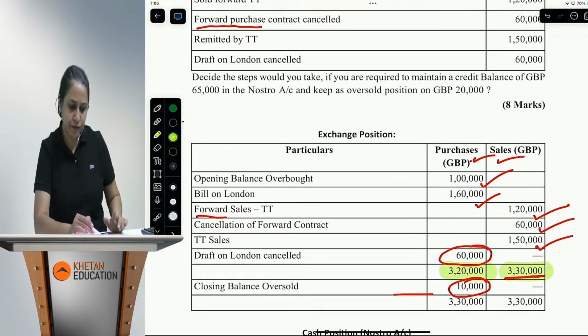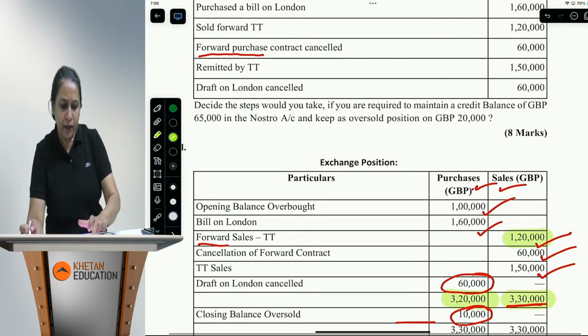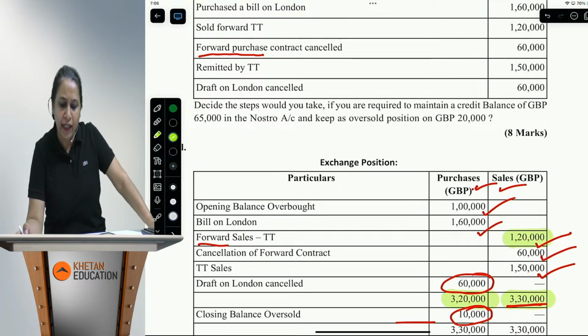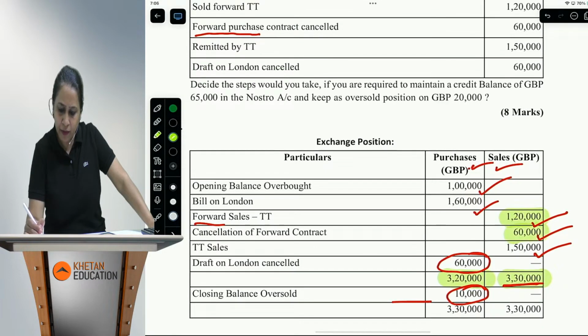Can you see this? Then forward purchase contract cancelled. That means there was a forward purchase contract earlier which got cancelled. In order to cancel, you will have to put 60,000 in the sales column. Then remitted by TT, TT sales, again 1,50,000. Then draft on London cancelled. Draft on London means DD sale. If you want to cancel that, 60,000 has to come to the purchase column. When you total this, you get 330 and 320.